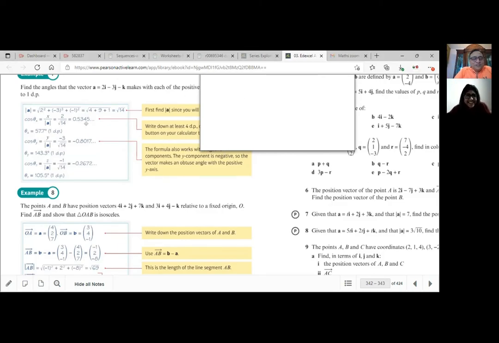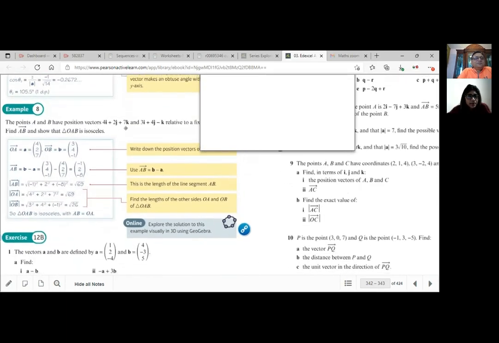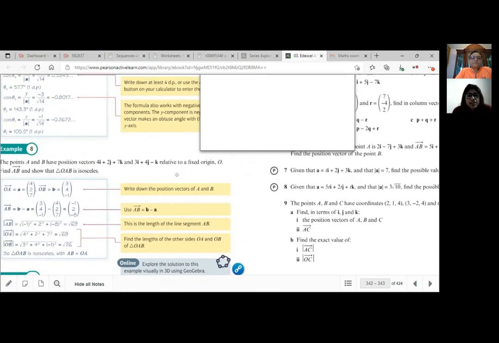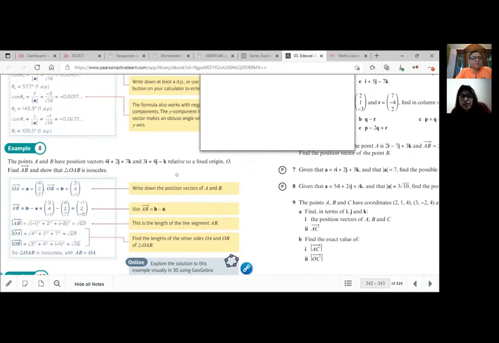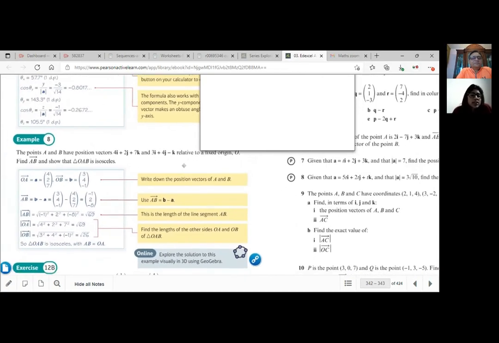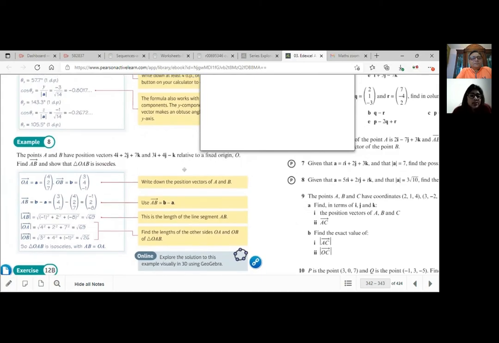Can you please read example 8? So the points A and B have position vectors 4i plus 2j plus 7k and 7i plus 4j minus k relative to a fixed origin. So it's a position vector. Find AB, and show the triangle OAB is isosceles.